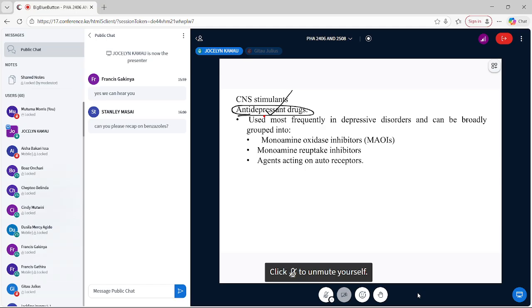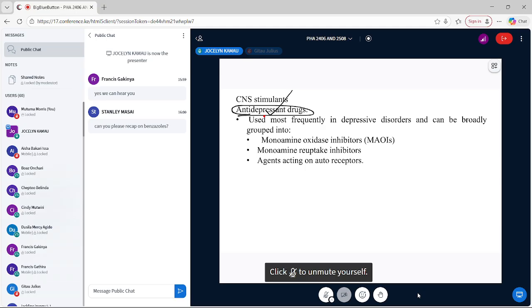Then we have the second category, which we call the medullary or respiratory stimulants. These are the ones that can actually be used when you have a problem or you have taken respiratory depressants, then you can use some of these drugs. These agents act on the brainstem, specifically targeting the respiratory center.